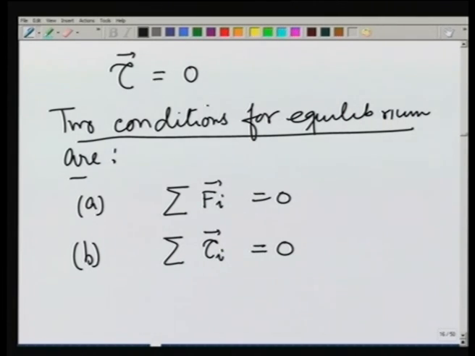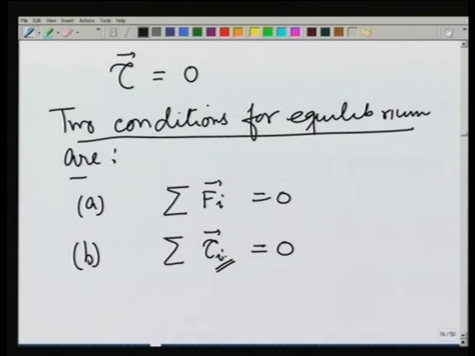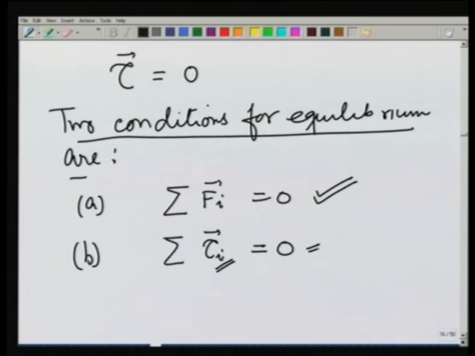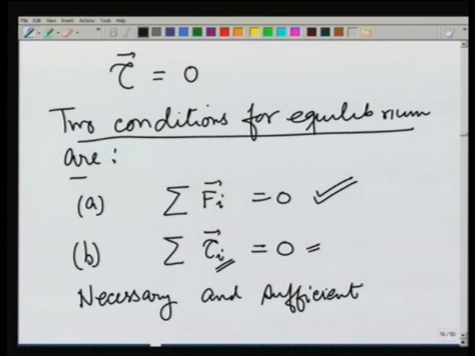You may ask, I have just now said that torque depends on the origin, and I have not put any origin here. Once you satisfy this condition that the sum of all the forces is 0, the net torque is going to be independent of the origin, as we will show later. So, therefore, this condition is also independent of the origin once I make sure that the summation of F_i is 0, and these two conditions are necessary and also sufficient for equilibrium of a body.